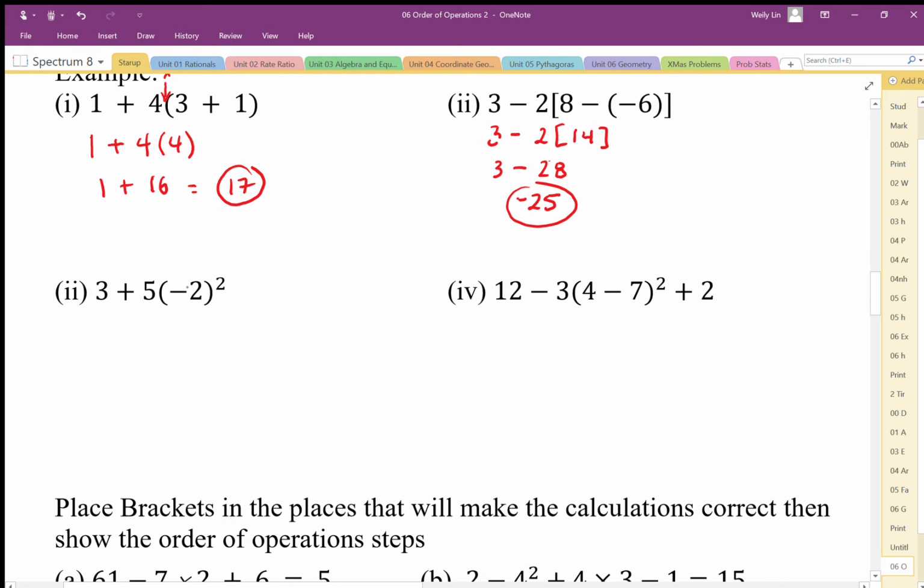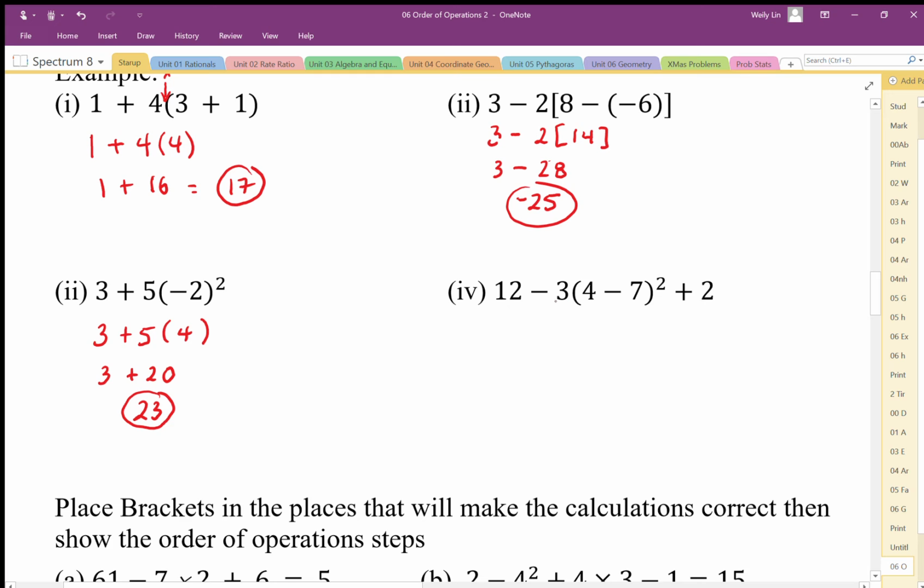So here we have exponents first. So we're not going to apply that. Okay, we are not going to multiply this together. Okay, we have to apply the exponents first. So I do 3 plus 5 times negative 2 times negative 2 gives me the positive 4. Okay, so I'm going to do the multiplication before I do the addition. So I get 3 plus 20. So I end up with an answer of 23.